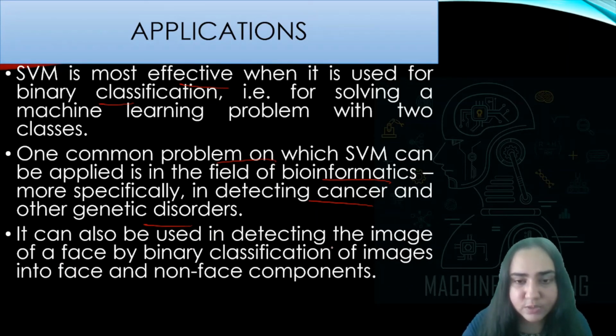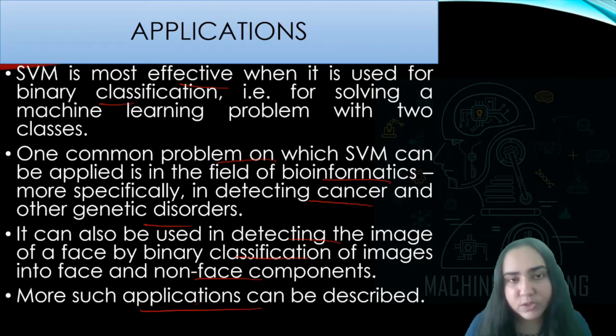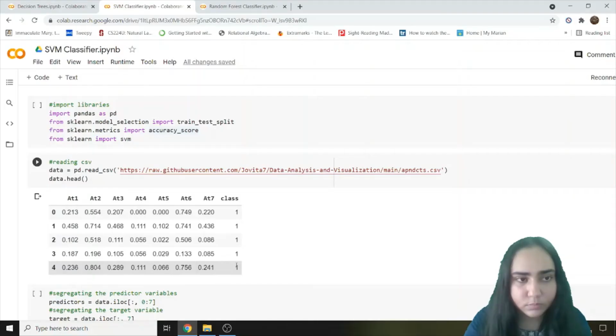It can also be used in detecting the image of a face by binary classification of images into face and non-face components. So for facial detection, it works perfectly. And you can have a lot more such applications, which we can describe here for SVM, but we are not going to, because now we are going to proceed to actually implementing SVM in Python.